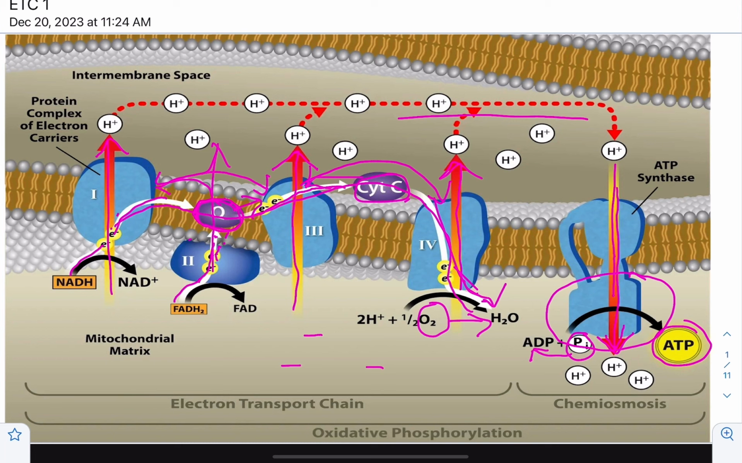Again, we have the high concentration of the protons, which causes this gradient, causes them to go down ATP synthase, causing it to spin, the bottom part to spin like a turbine, and that spinning causes it to combine the inorganic phosphate with ADP to produce ATP.